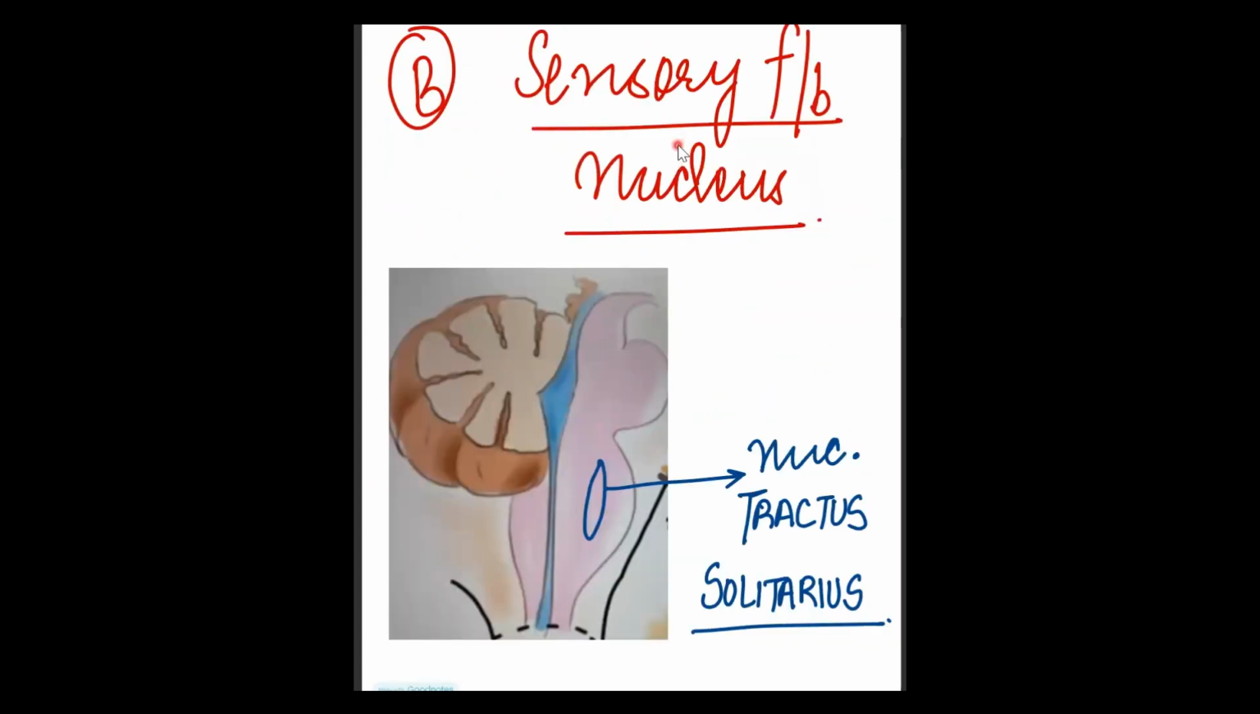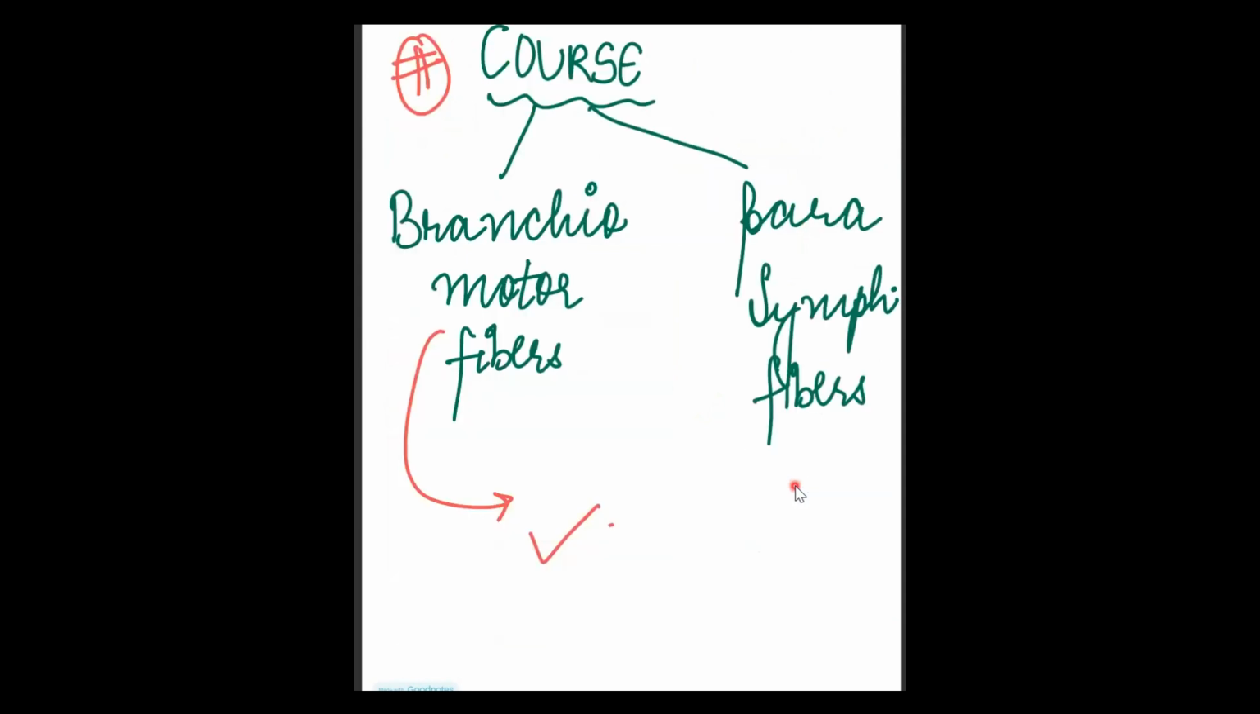Now talking about the nucleus involved in the sensory fibers. This nucleus is below the level of the pons, in the medulla area, and is called the nucleus tractus solitarius. Now talking about the course of the facial nerve. There are two types of fibers, the branchiomotor fibers and the parasympathetic fibers. We have to explain the course of both of them separately. First we'll talk about the branchiomotor fibers, and later in the video the parasympathetic fibers.